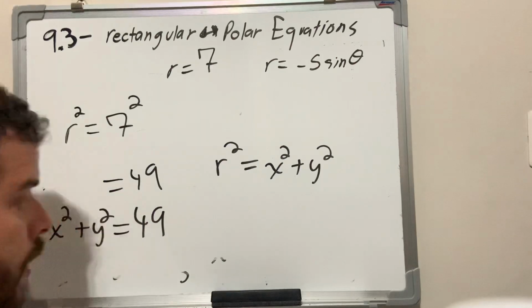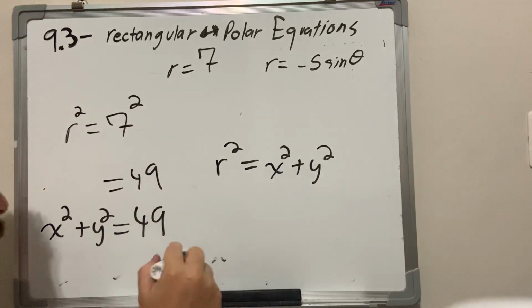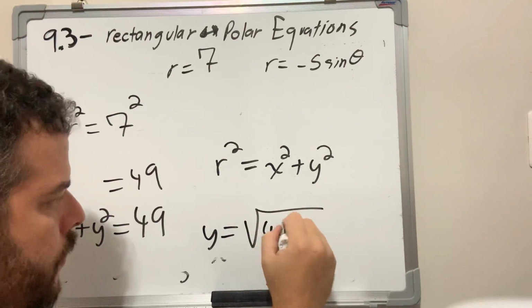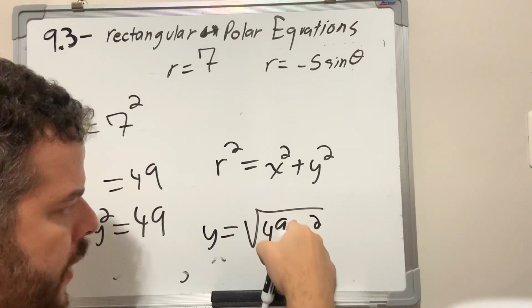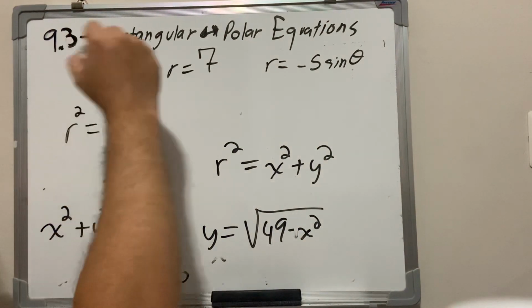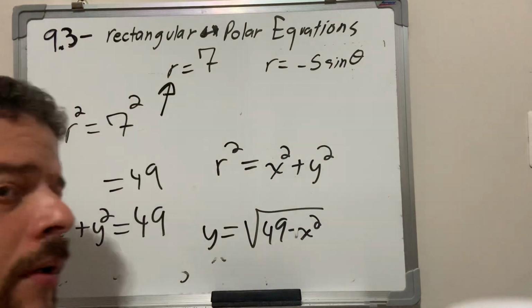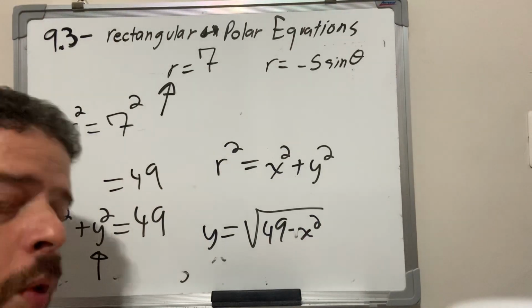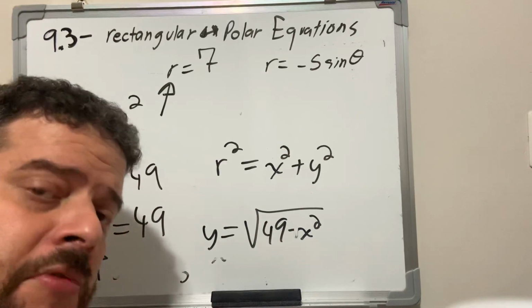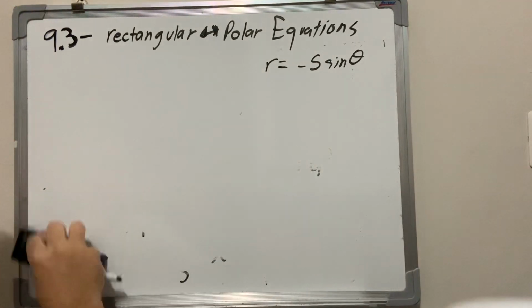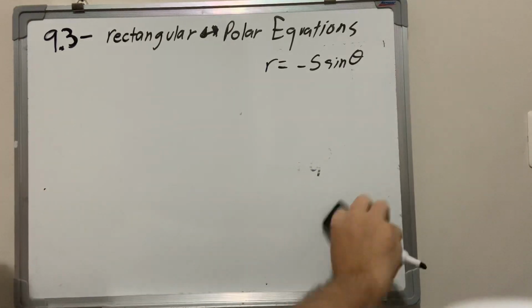Done. Finito. If you want to isolate, you send your x and then square root. You might end up with this, and that's perfectly fine. But you can just leave it like that. Again, I went from a polar, a distance, to a rectangular, x's and y's. Done. Not that difficult. Now let's look at the last case, which again is quite simple.